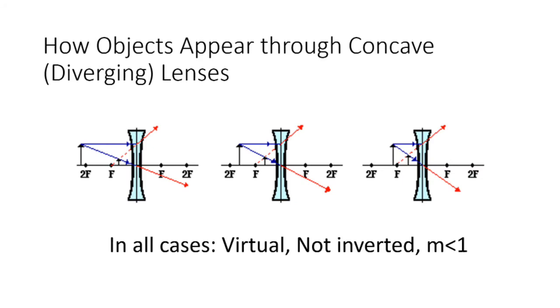How objects appear through concave or diverging lenses. Now, concave lenses are diverging lenses, meaning that the ray will bend away from the normal, away from the principal axis rather, and spread out. In all cases, you get virtual images. They're not inverted, and the magnification is less than 1, or you could say the image gets smaller. Images on the same side of the object, as far as lenses are concerned, are all virtual.